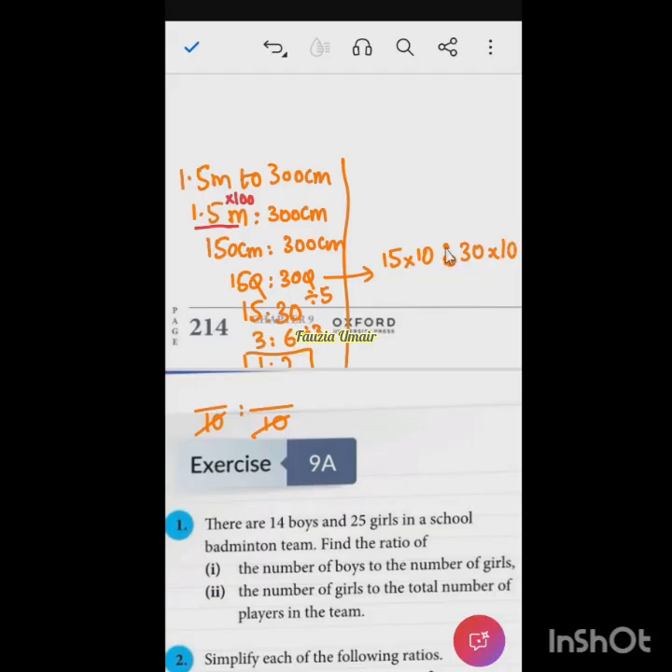Are you getting the point? So I can cancel this 10 in the numerator as well. When I can cancel the 10 in the denominator, I can cancel the same number from the numerator as well. Are you getting the point? Is it clear now?